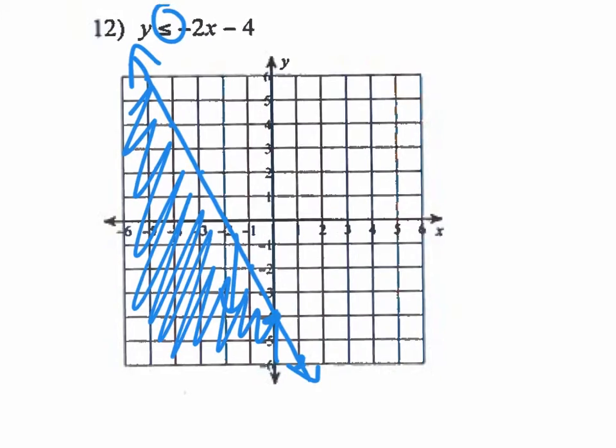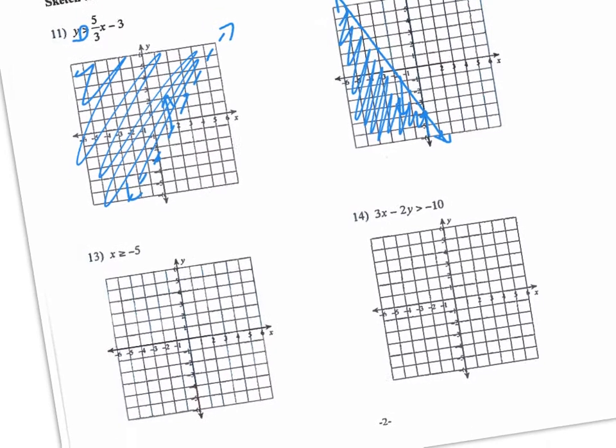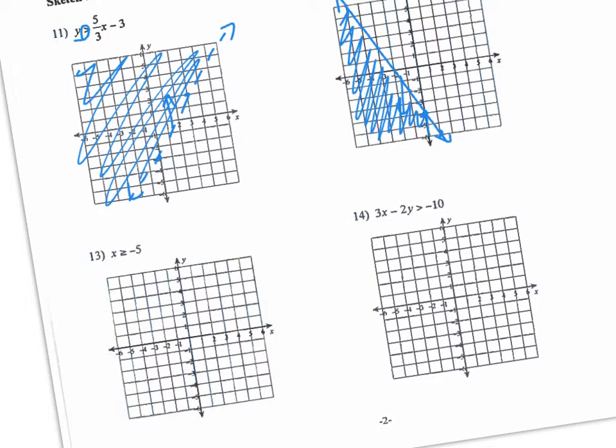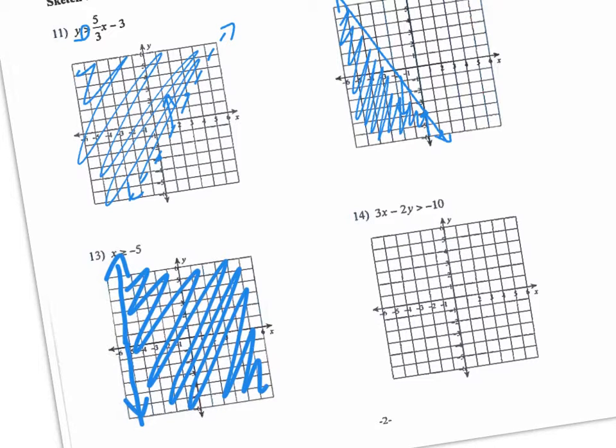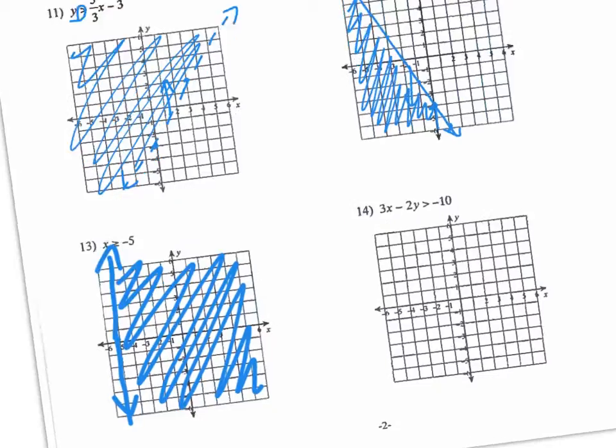Okay? And then with 13, this one, I'm going to graph the line x is greater than or equal to -5. So there's -5. It's going to be a straight up and down line at -5. And all the points that are greater than -5 would be all of these. And then 14 is a little bit different.